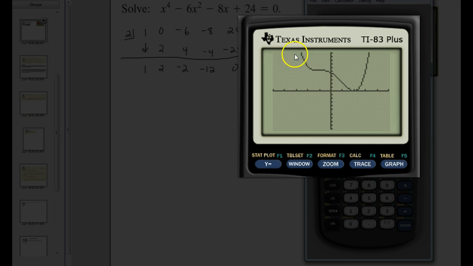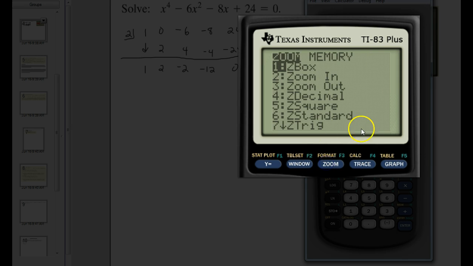When I graph it, remember, this is a positive leading coefficient, even degree, so it rises left and right. It's degree 4, so it's got 3 possible bends. There's 1, 2, 3. So there's my 3 bends. This is the complete graph. This is the only 0. If you trace it, we can see there's the 0.